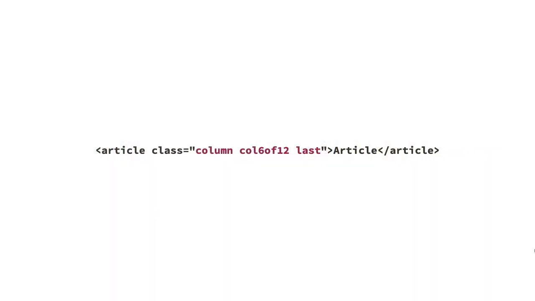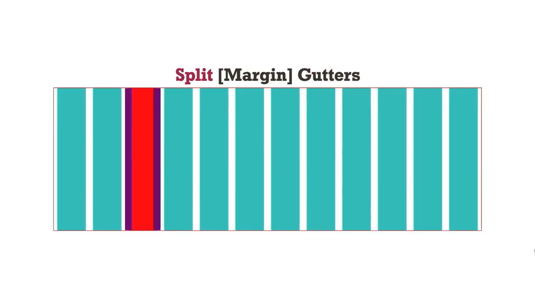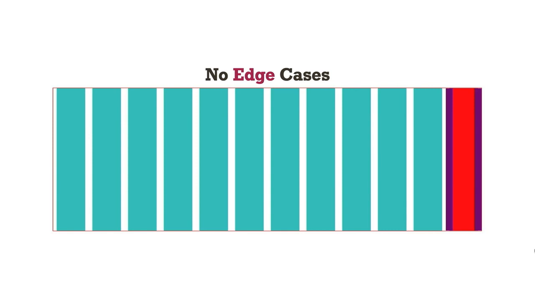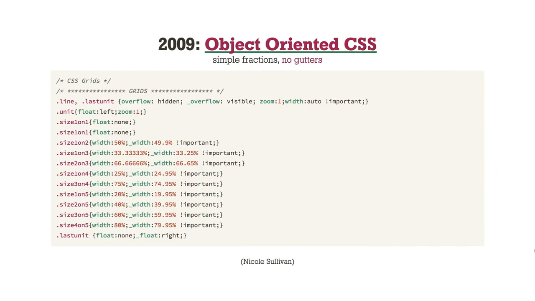And then you use it like this. We've all seen that. Column call 6 of 12 last. And you stack up these classes and you get your layout. It's clever. 960 grids came out a little bit later. And they said, okay, let's put the margins on both sides of this. And that gets rid of the last problem. Great, we've simplified it a little bit. Now we just say grid 6, and we get what we want. Clever, simpler. Object-oriented CSS was a little bit before that.